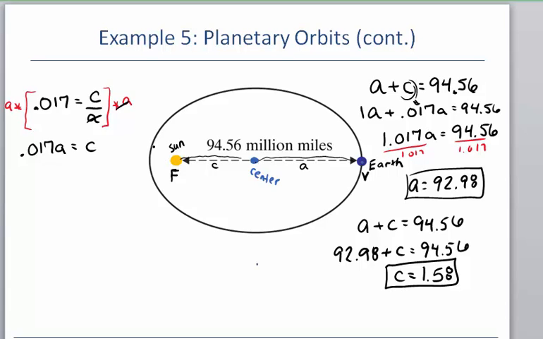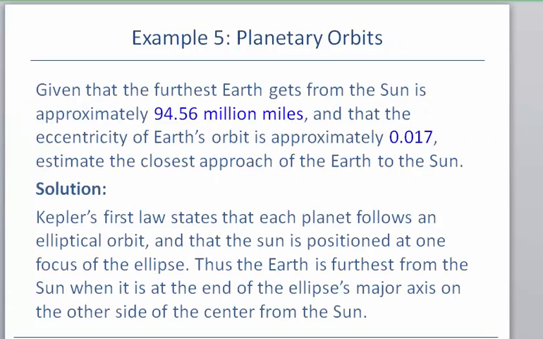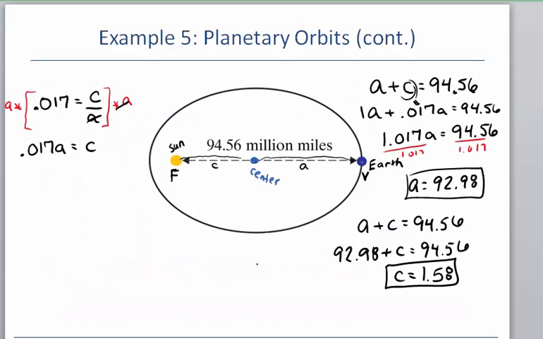Now, the next thing we need to do is actually look at the question that we're being asked. We want to estimate the closest approach of the Earth to the Sun. So let's go back to our picture. We want the closest approach from the Earth to the Sun. Well, where is that going to happen? Where are the Earth and the Sun going to be closest together? When the Earth comes all the way around and it is directly on the other side of the Sun, this is going to be my closest distance right in here. And so I need to determine what that distance is.